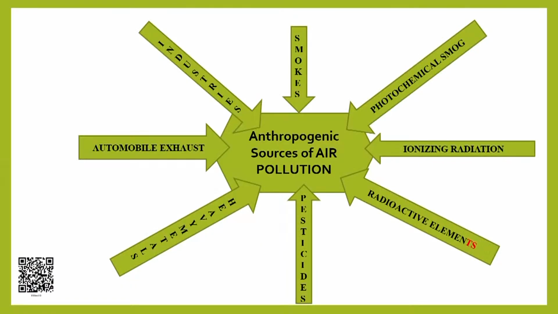Now we will talk about the anthropogenic or man-made sources of air pollution. Anthropogenic sources of air pollution are smoke, photochemical smoke, ionizing radiation, radioactive elements, pesticides, heavy metals, automobile exhaust and industries. These are the main sources of anthropogenic air pollution.